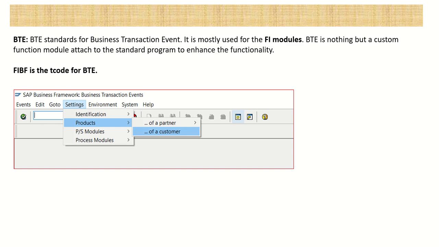Then there is one more, called BTE. BTE stands for Business Transaction Event. It is mostly used for the FI modules. It is nothing but a custom function module attached to the standard program to enhance the functionality. So this is the basic introduction: what enhancement is, what we can do through enhancement, and the different methods like user exits, customer exits, BADIs, BTE, etc.